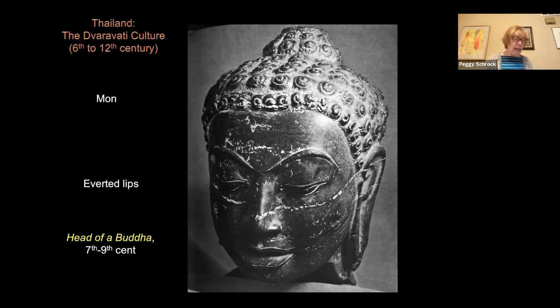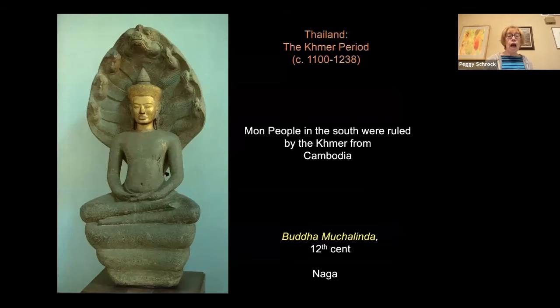Now, the Dvaravati kingdom lost power, lost its leadership and support of the Mon Confederate by the 11th century. And what happened is the southern part of Thailand fell to the Khmer. And we're going to talk more about the Khmer when we get to Cambodia.